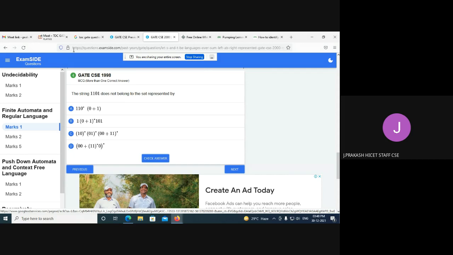So whenever you see star of, let us take the choice A. If you see star operator, it starts with epsilon. So therefore, it will produce 110 plus 1. So that is possible. Right? That is not possible.